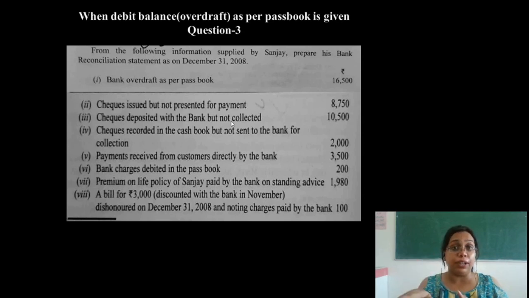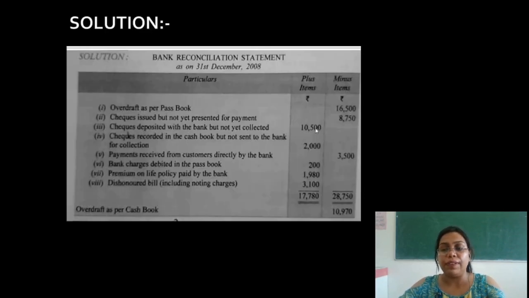So what will we do here? We would have deducted this 10,500 from BRS if we were starting from cash book. But here we are starting from passbook. Now we will add this 10,500 to the BRS. Checks deposited with the bank but not yet collected, we will add this 10,500.